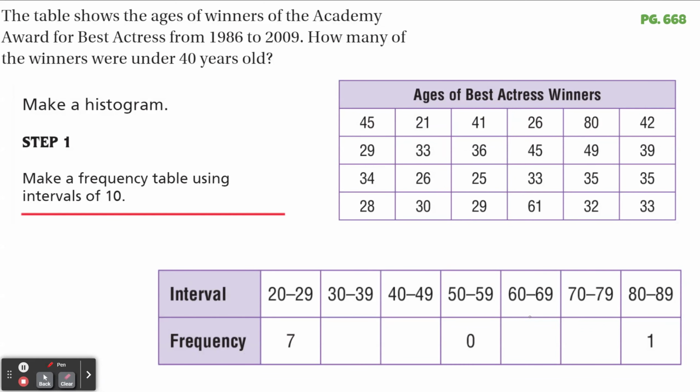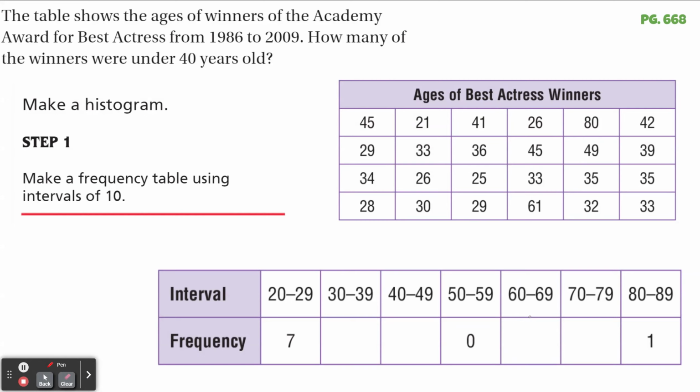Take a second and flip the page to page 668. So on this page, we have a very similar question, but this time it says, the table shows the ages of winners of the Academy Award for Best Actress from 1986 to 2009. How many of the winners were under 40 years old?